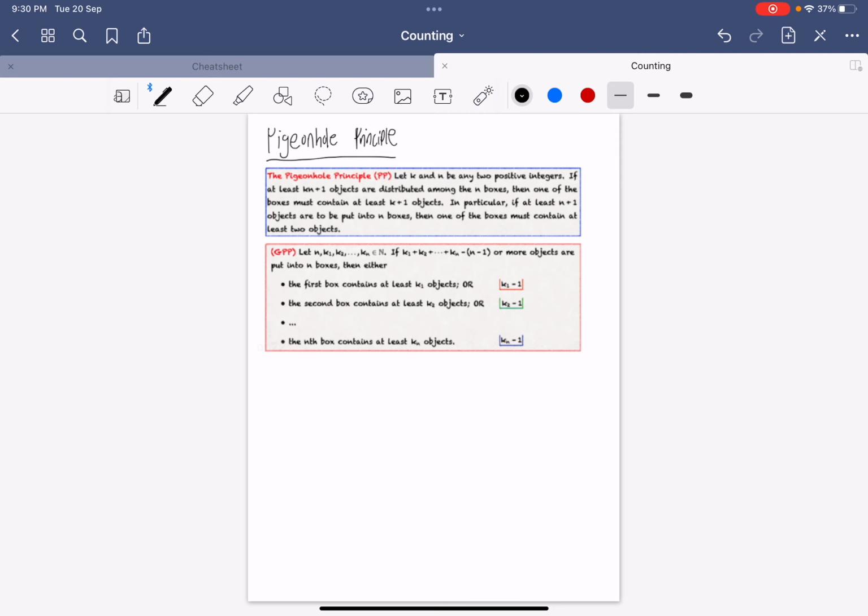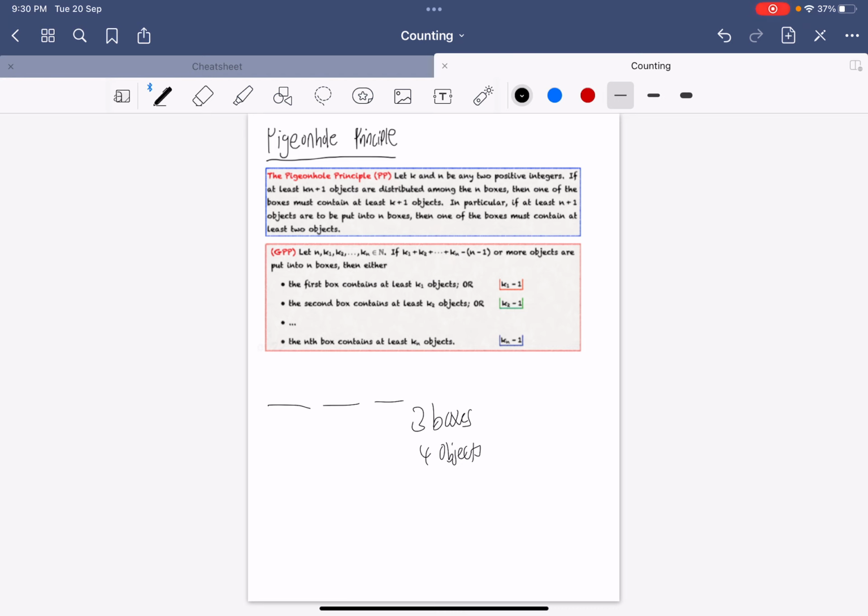But first, let's state the Pigeonhole Principle. The Pigeonhole Principle states that if you have at least kn plus 1 objects distributed among n boxes, one of the boxes must have at least k plus 1 objects. Take for example, you have 3 boxes. Now you have 3 boxes and 4 objects. And so, it states that one of these boxes must have at least 2 objects.